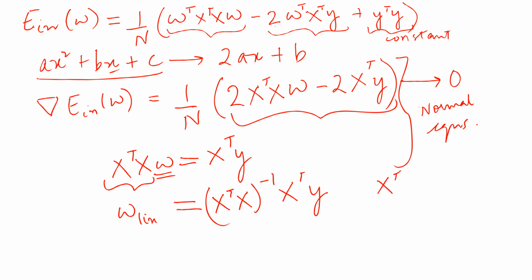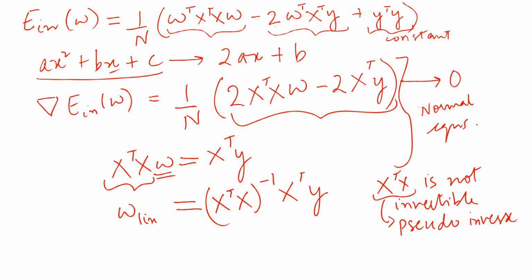Now, in many cases, this might not be the case. So when X transpose X is not invertible, in the most general scenario, then we have to get something that's known as the pseudo inverse of this term here. That's a very technical side to finding the inverse, and so we're not getting into that. All we know is that we can get the pseudo inverse instead of the actual inverse, and then substitute that to get this W_lin.